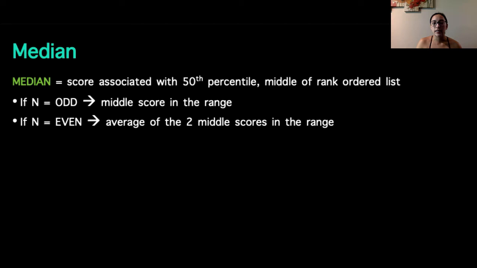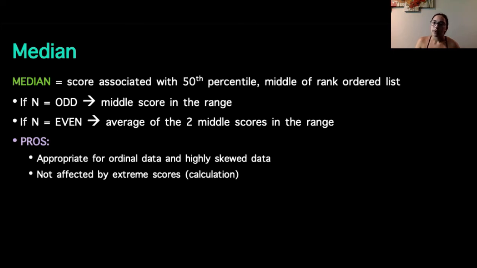For the median, this is the score that is associated with the 50th percentile of the data. So it's the middle value in a rank-ordered list. If we have a data set, we have to order values from smallest to largest, and then we can find the middle value within that set. If you have a sample size that has an odd number of values in it, you have an exact middle score that becomes your median. If you have a sample size n that is even, you have to take the average of the 2 middle scores within the range. Okay, so it's, again, pretty easy to calculate.